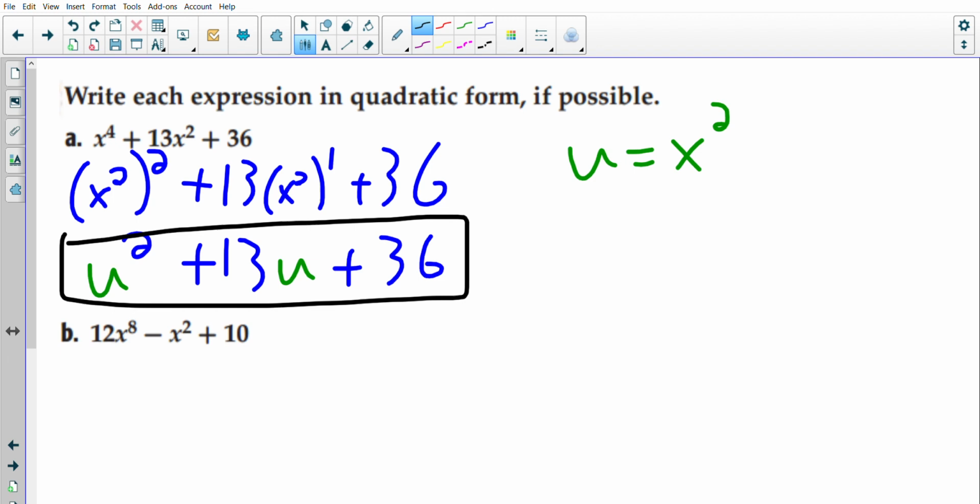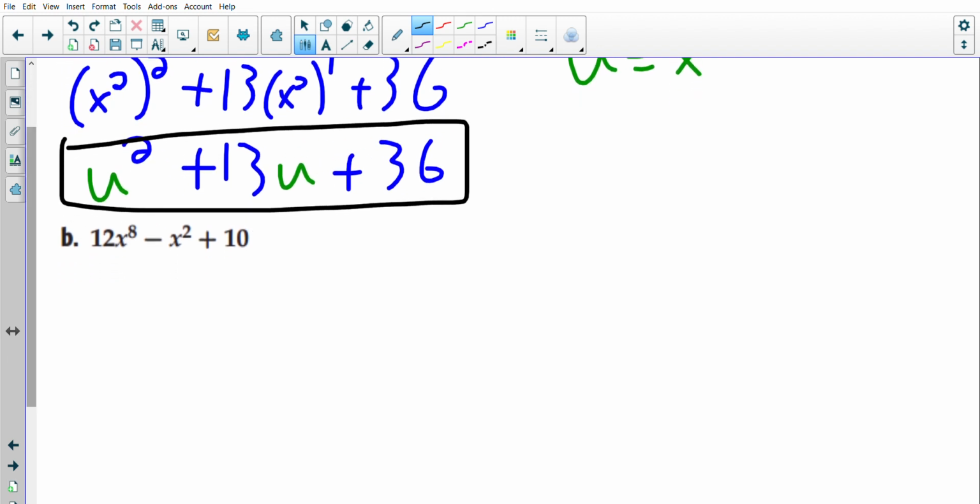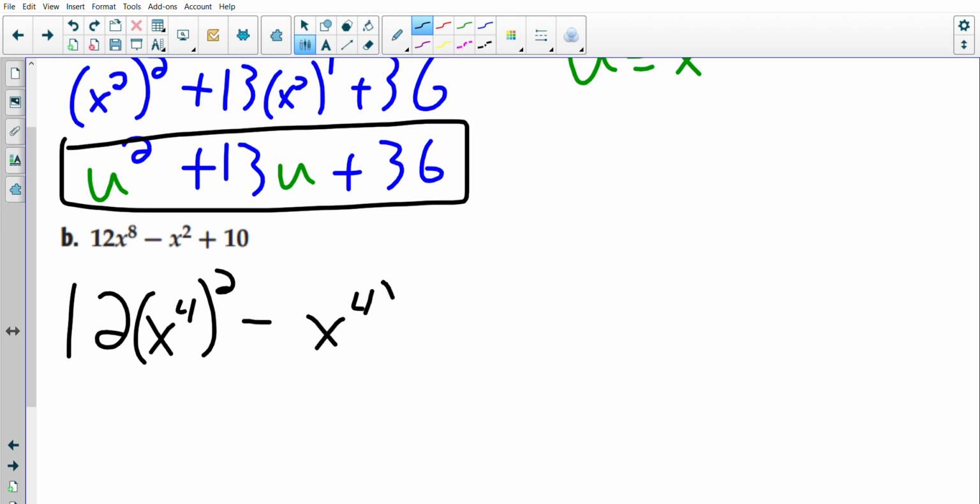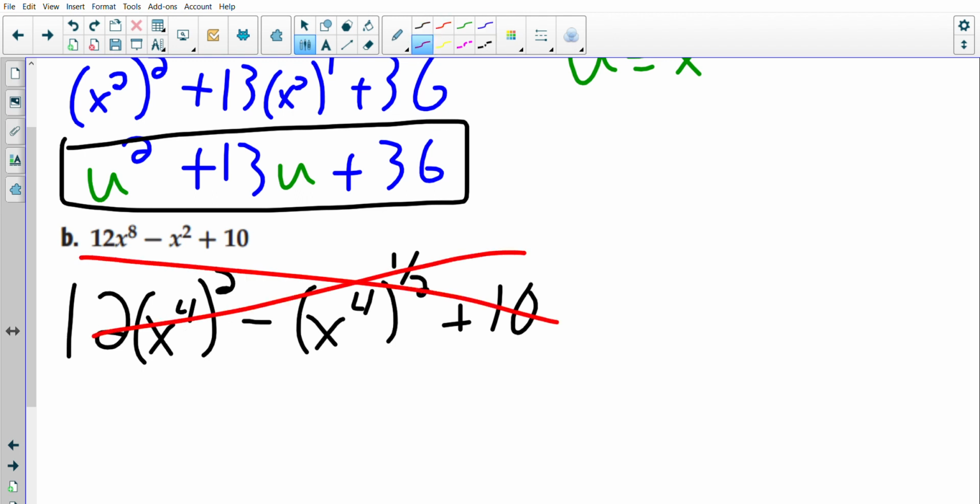So the next one, I think of the same thing. Well, the first part, can I get it in an x squared? So I could actually rewrite it as 12 x to the fourth squared. Well, hey, that works. But then I need the next part to be in the 1, but I need to have x to the fourth again. So I'd actually have x to the fourth, but then I'd have to take it to the 1/2 plus 10. Well, that doesn't work because quadratics don't have a 1/2. So we have to think of it as, whoop, can't do it. This is not possible. And that's okay.